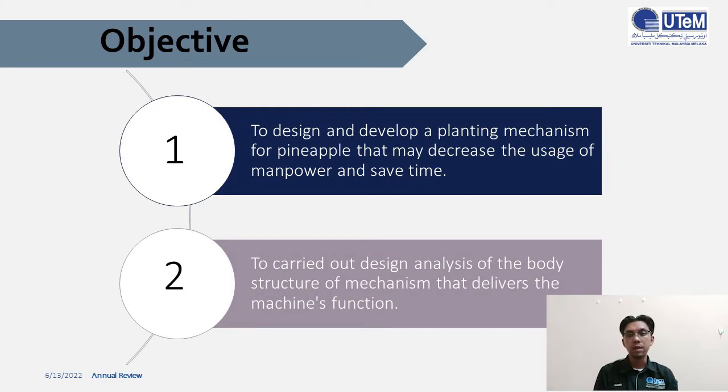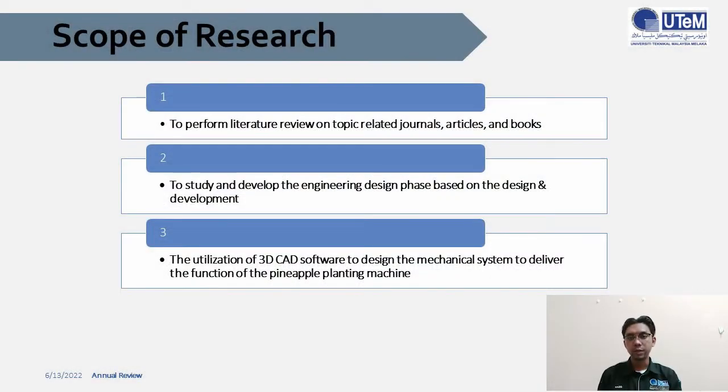the usage of manpower and save time, and to carry out the design analysis of the body structure of the mechanism that delivers the machine function. The scope of this research has 3 parts. First, to perform literature review on topic-related journals, articles, and books. By literature review, it helps me to collect and gather data and information for this research work.